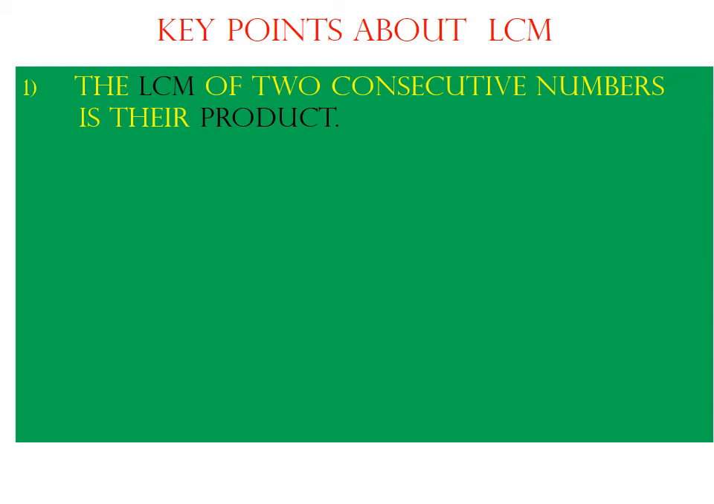If we take two consecutive numbers, the LCM will be their product. So then what will be the LCM of two consecutive numbers? Example, 5 and 6. 5 into 6, 30 is the LCM of 5 and 6 because they are consecutive numbers. What is the LCM of 4 and 5? 20, because they are consecutive numbers.